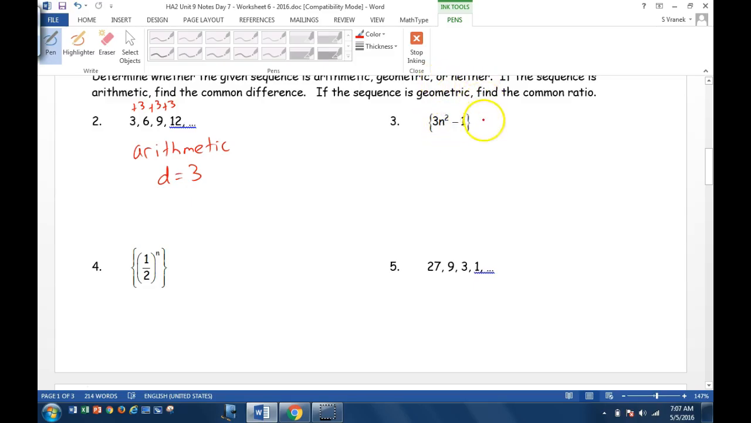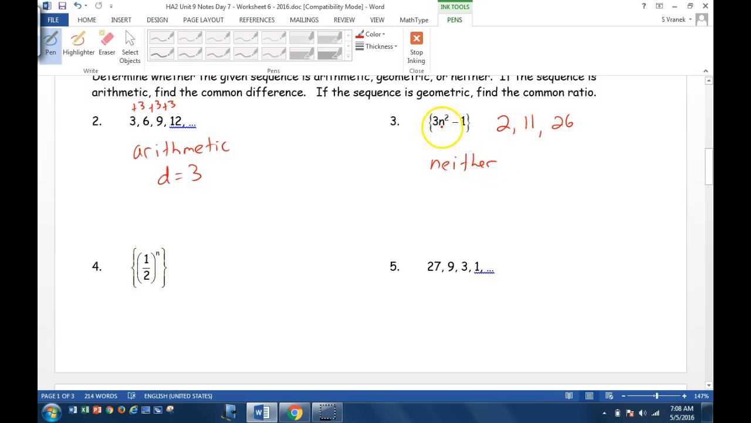Now this one's interesting. Let's just write a couple terms out here. When n is 1, I get 3 minus 1, which is 2. When n is 2, 2 squared is 4, and so on. When n is 3, we get 9 times 3 is 27. This is neither, because it's not going up by the same amount with adding, and you're not multiplying by the same thing to get to the next thing. So this would be neither.